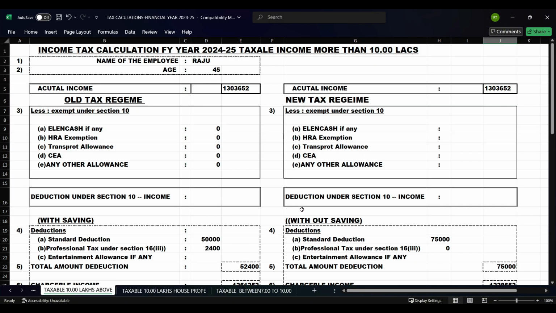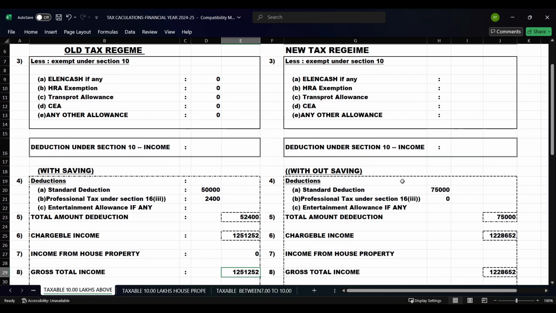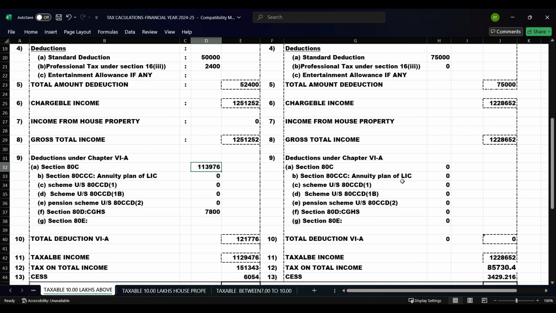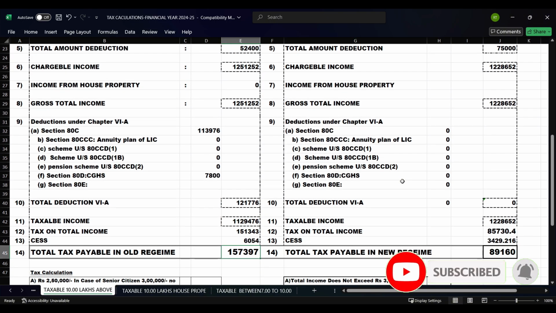Another example without house property. Raju, same thing. I have taken actual income of 13 lakhs 3,652 in the old tax regime, with 50,000 standard deduction, 2,400 professional tax. Under 80C he got savings of 1 lakh 13,000 and 80D is 7,800, total 1 lakh 21,000. Your taxable income comes down to 11 lakhs 29,476. As per the calculation, he has to pay 1,57,397 in the old tax regime.